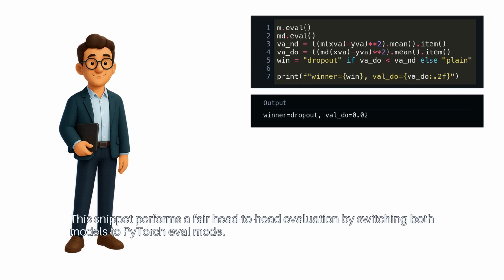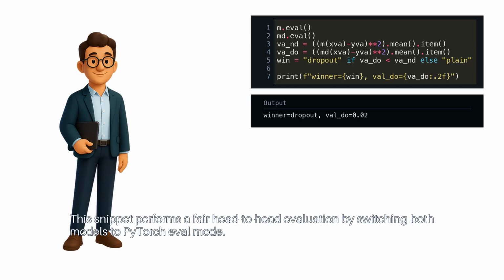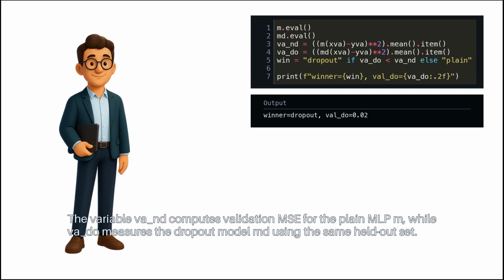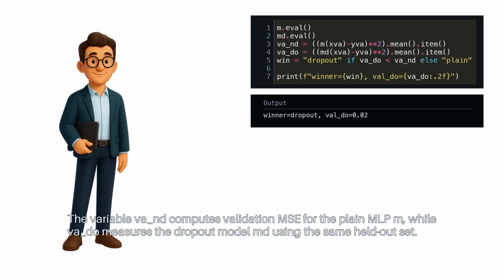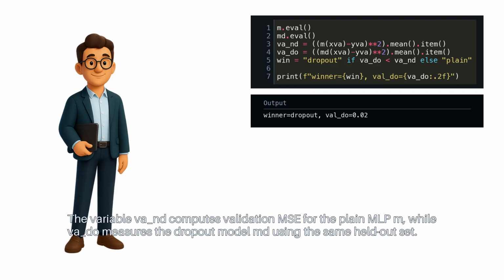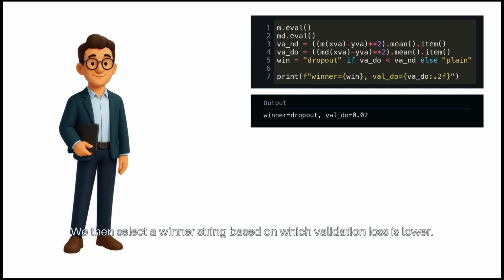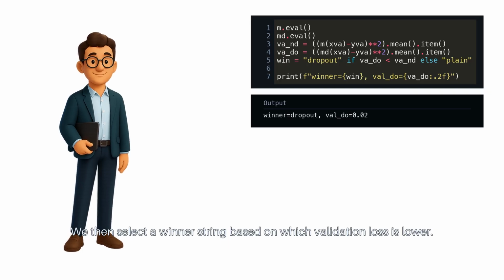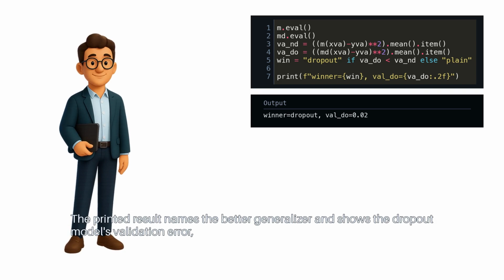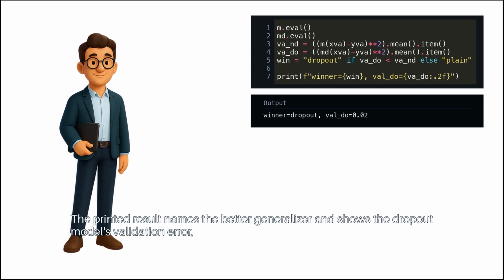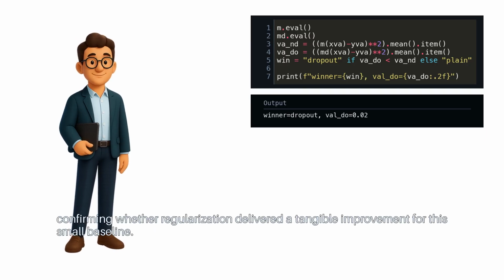This snippet performs a fair head-to-head evaluation by switching both models to PyTorch eval mode. The variable vnd computes validation MSE for the plain MLP m, while vado measures the dropout model md using the same held-out set. Because eval mode disables nn.Dropout randomness, both metrics reflect true inference behavior rather than training noise. We then select a winner string based on which validation loss is lower. The printed result names the better generalizer and shows the dropout model's validation error, confirming whether regularization delivered a tangible improvement for this small baseline.